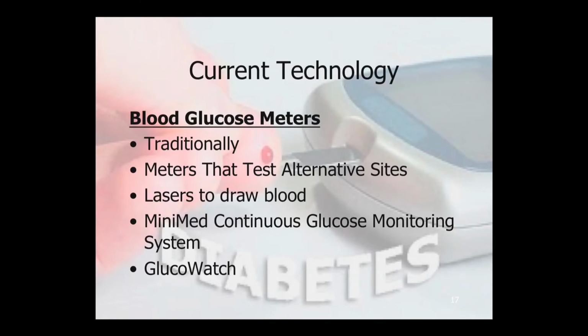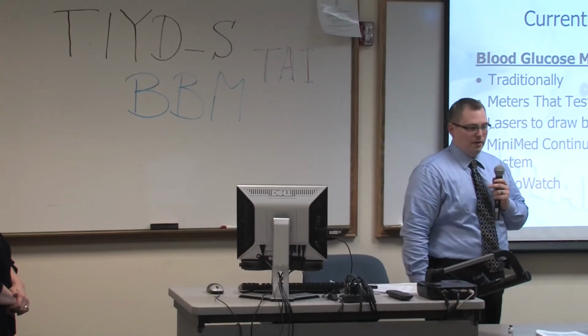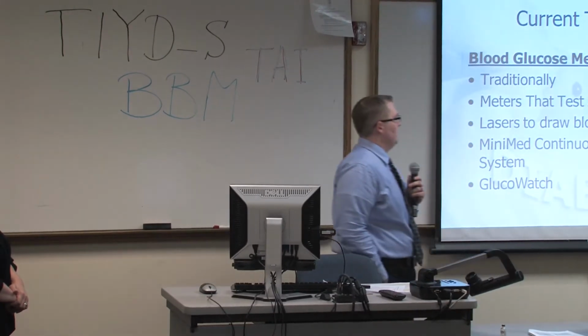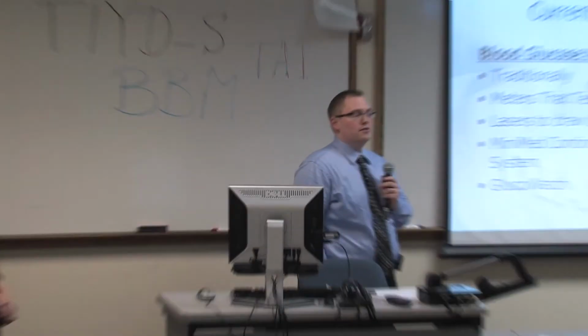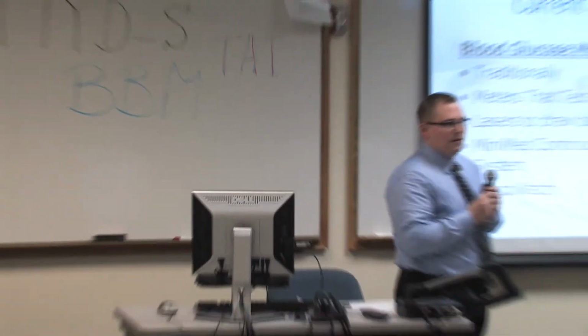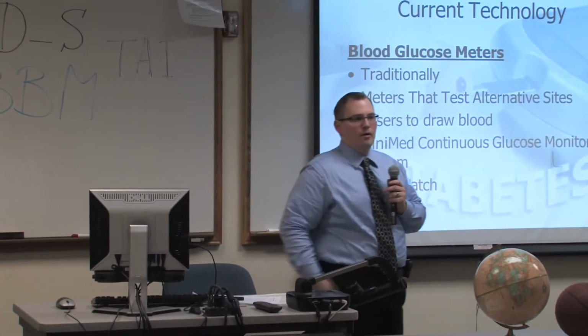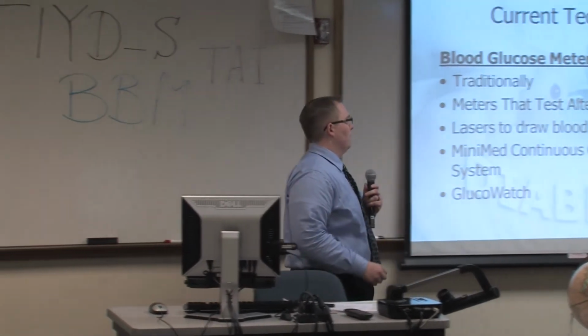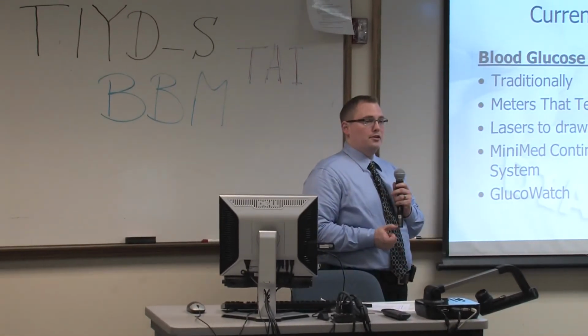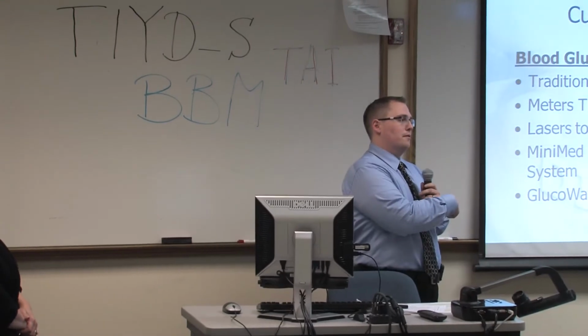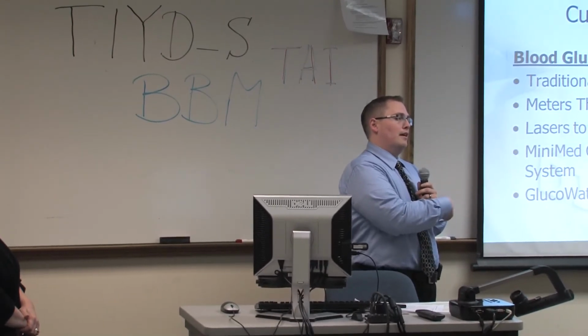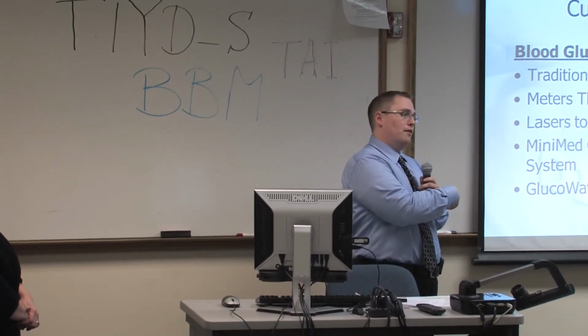Blood glucose meters have changed a lot over the years. There's the traditional meter that you can take on the go, where you just prick your finger, put it in the machine, and it gives you your blood sugar. There are meters that test alternative sites, so you can prick your arm, your leg, or other areas of your body. They now actually have lasers that can check your blood sugar. It penetrates the first layer of your skin and can read the liquid underneath your skin and how much sugar is in it.